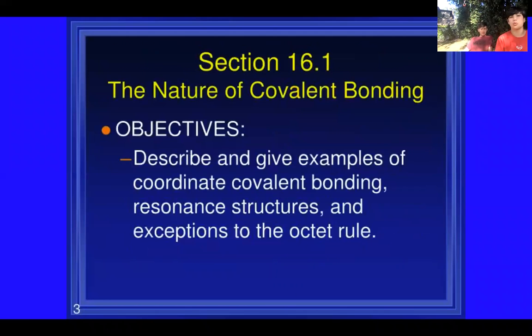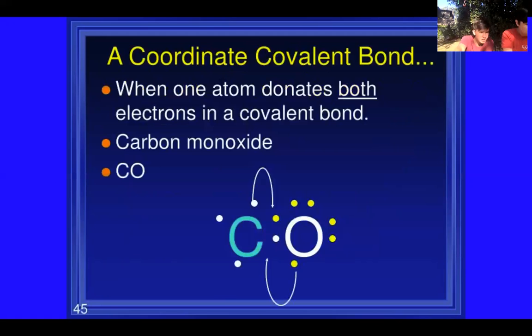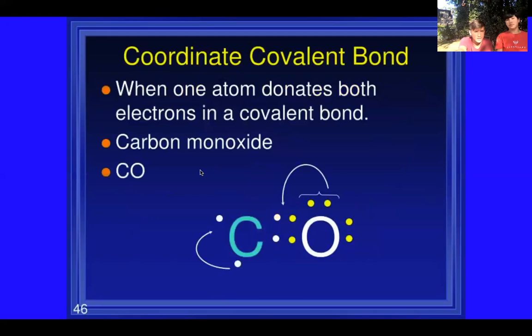Coordinate covalent bond. These are important. The objective of this section is to describe and give examples of coordinate covalent bonding, resonance structures, and exceptions to the octet rule, all 3. Starting off with coordinate covalent bond. This is when one atom donates both the electrons in a covalent bond to reach the octet rule, the happy 8. So see, oxygen here is donating this one, and this one here. That's the first step. Now here, he's giving these 2 right there. If you leave it off here, you have carbon with only 6, but oxygen has all 8.